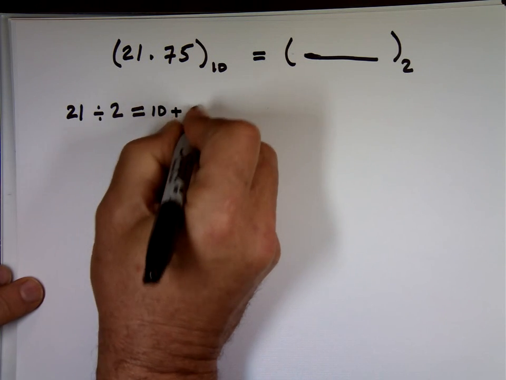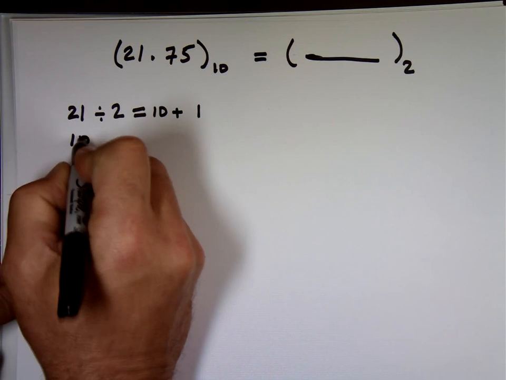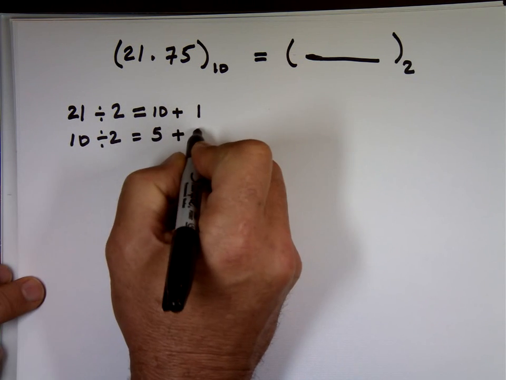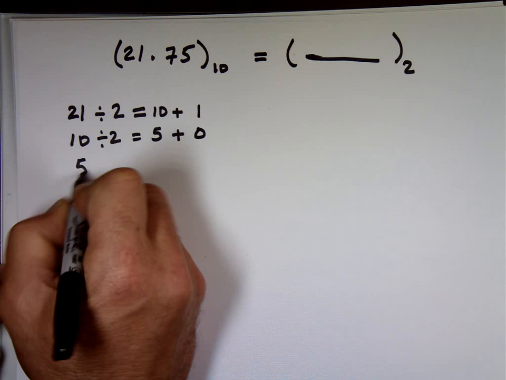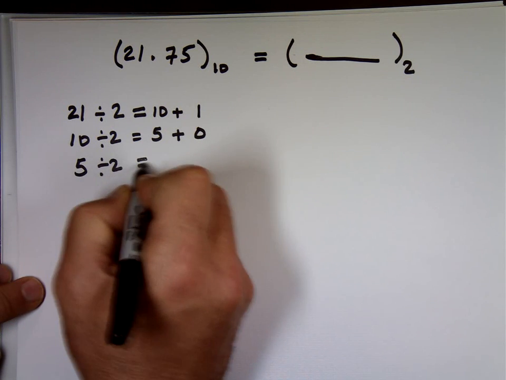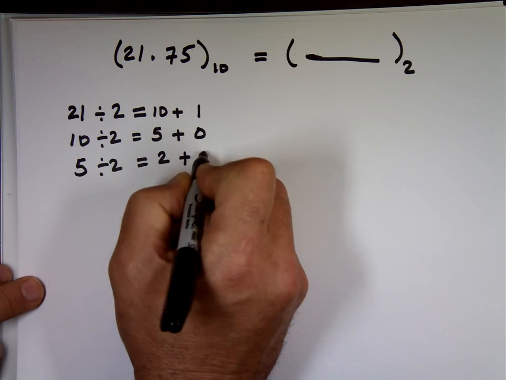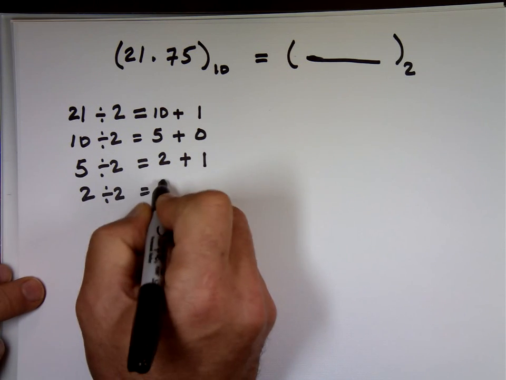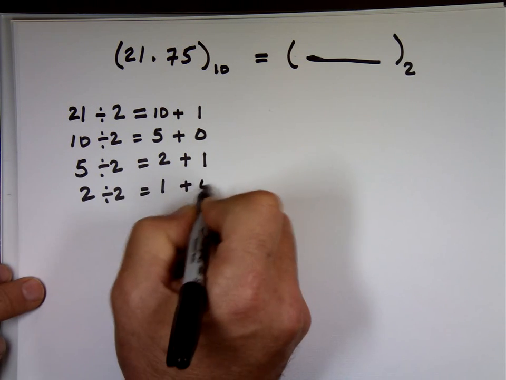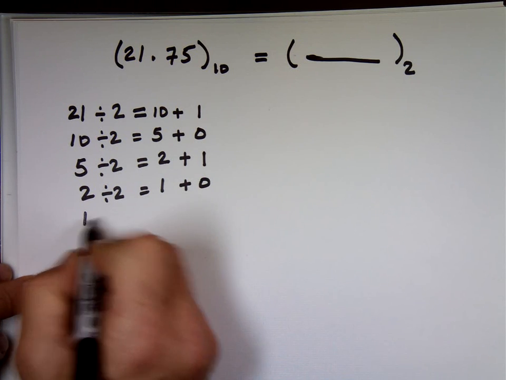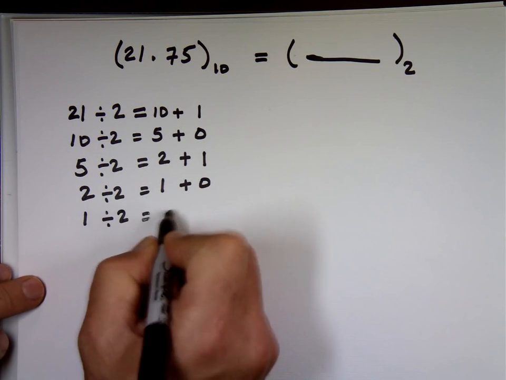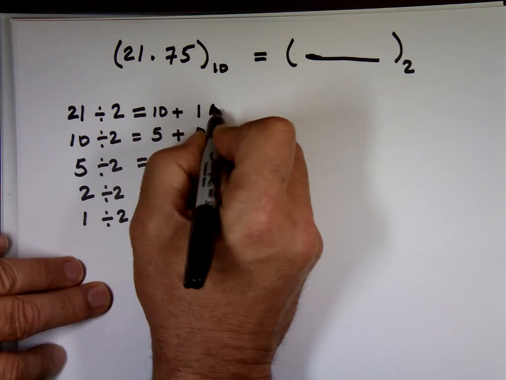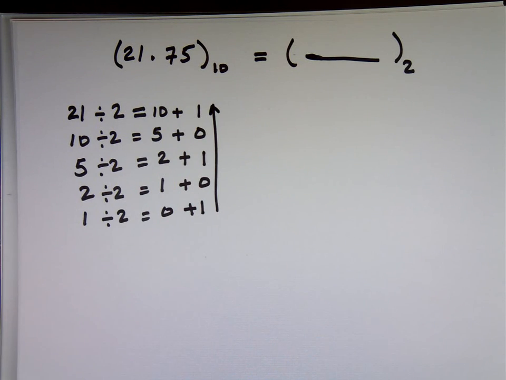1. 10 divided by 2, 5, remainder of what? 0. 5 divided by 2, 2, remainder of 1. 2 divided by 2, 1, remainder of 0. And finally, the 1 divided by 2, 0, remainder of 1. 1, 0, 1, 0, 1.